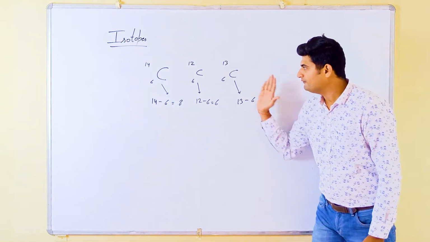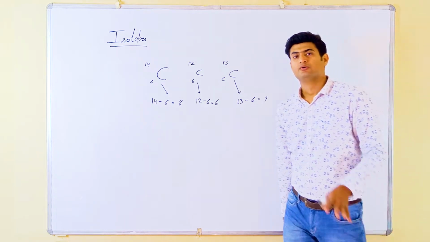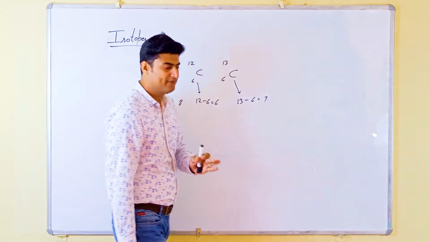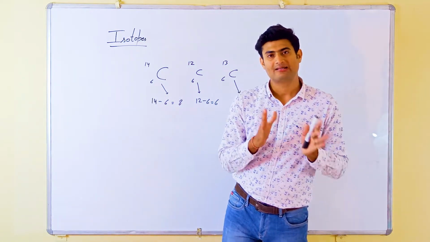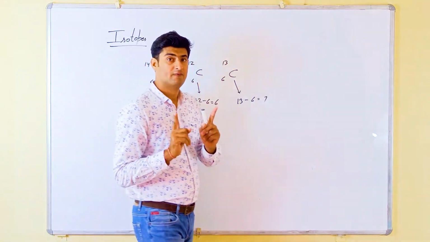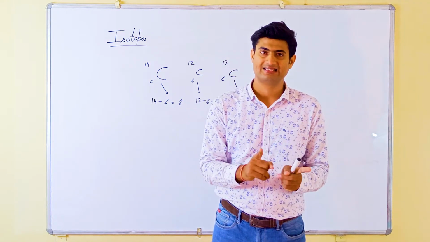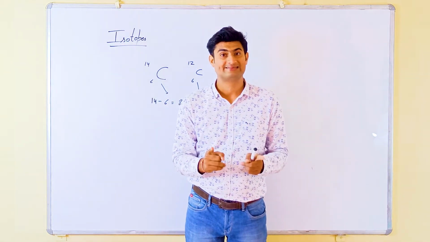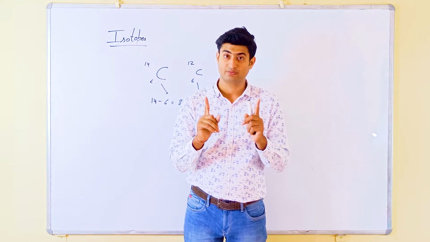So all these atoms will have different mass number but same atomic number. So we call all of them as carbon, but their mass is not same. So it's not necessary that each atom of an element will have same mass number. Mass number can be different, but atomic number will remain same. For each atom of every element, the atomic number will remain same, but mass number can be different. So you have to keep that concept in mind.